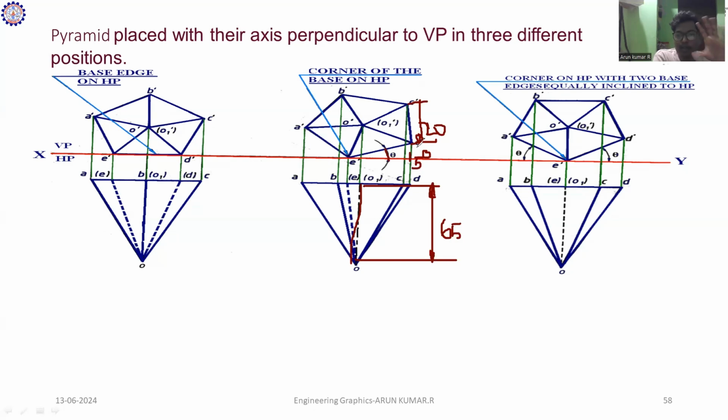In this case, we discussed the base edge on the HP and also the corner on the HP. In the upcoming classes, we will discuss the corner on HP with the base edges equally inclined. This case is also mentioned: the rectangular face is parallel to HP. If you continue mentioning both, you have to proceed with one single diagram.